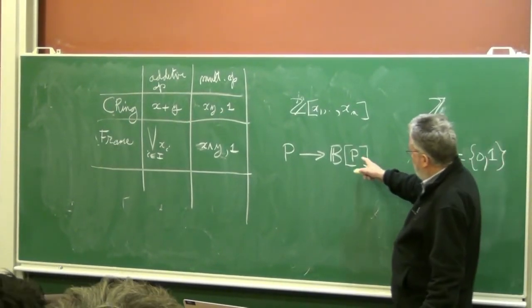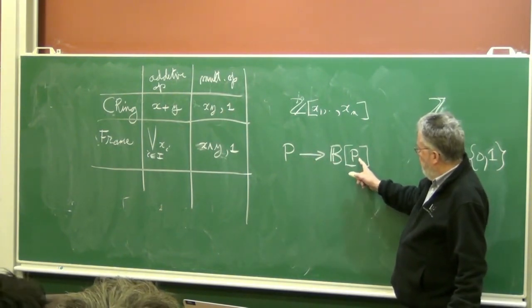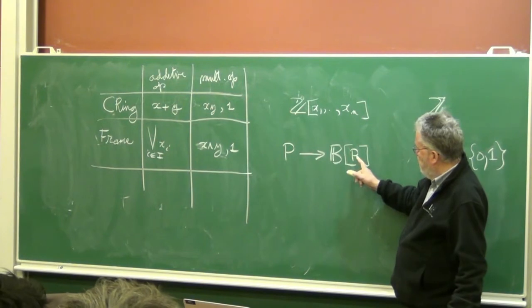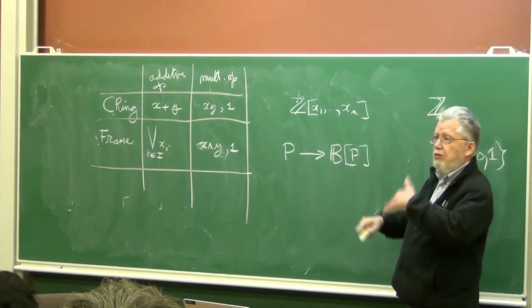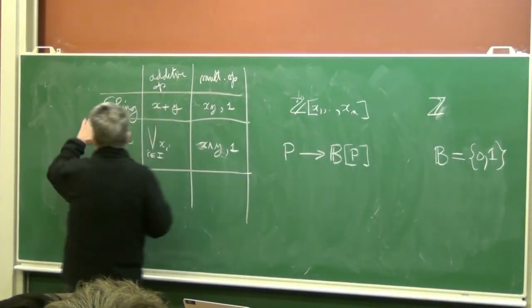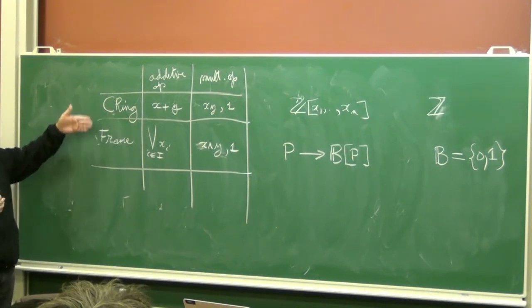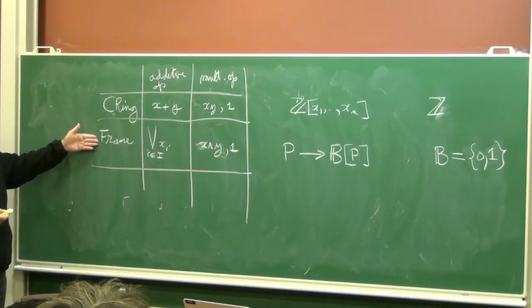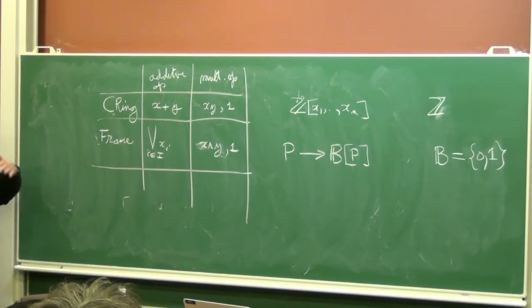And the construction of the free frame generated by a poset P is very much like this construction. You do it in two steps, and the two theories can be developed in parallel. There is a theory of ideals here. There is a notion of ideal in this case. It's called a kernel, and the theories are very similar. And there is a huge parallel between the two things.